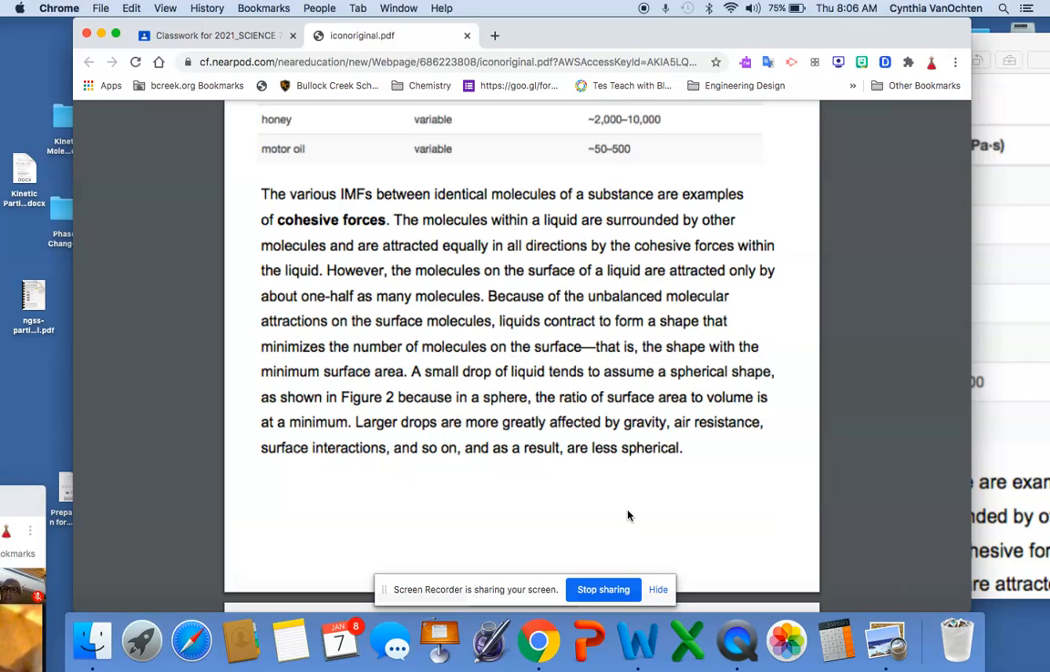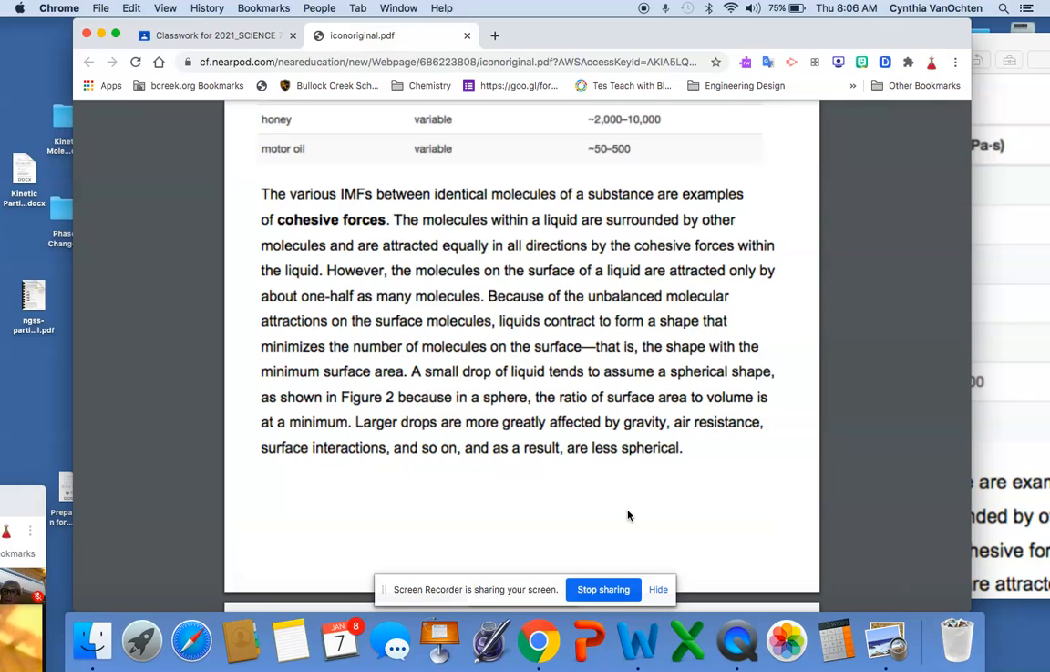Because of the unbalanced molecular attractions on the surface molecules, because the stuff above them is air, liquids contract to form a shape that minimizes the number of molecules on the surface. That is, the shape with the minimum surface area. A small drop of liquid tends to assume a spherical shape, as shown in Figure 2, because in a sphere, the ratio of surface area to volume is at a minimum.